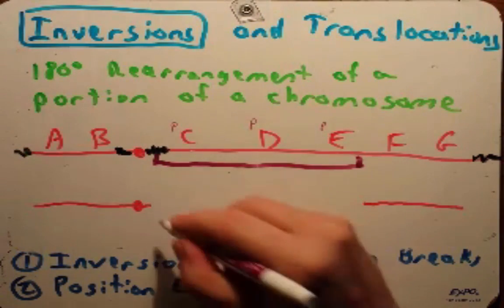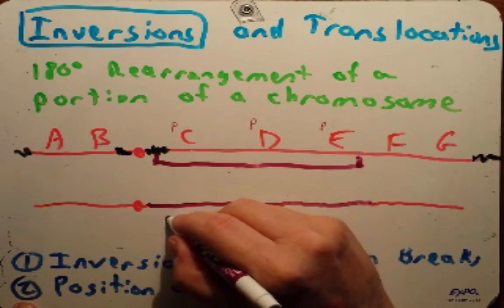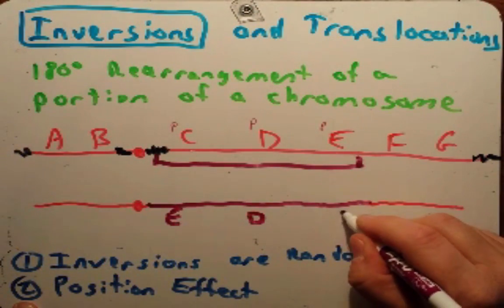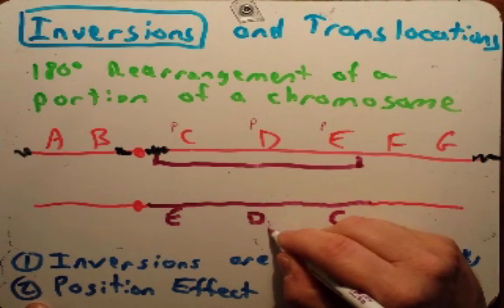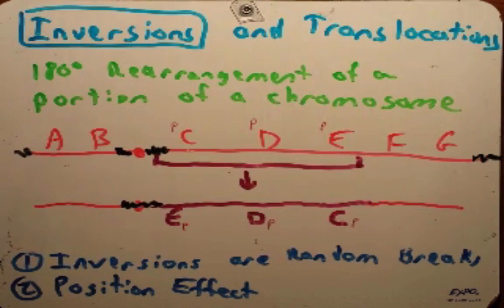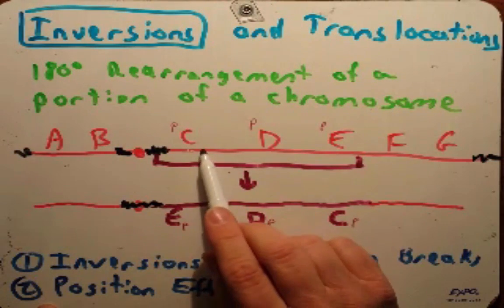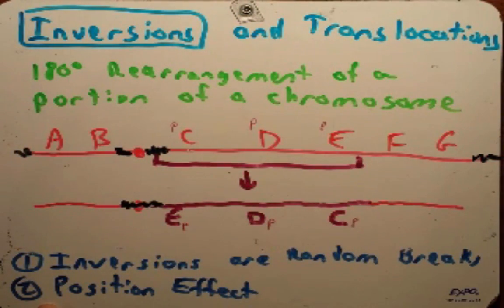And I'm going to draw the inverted part here in purple just to highlight it. And we're going to have E, D, C. And this promoter now is going to be over here, and over here. So as you can see the way I drew this now, we would have predicted that gene C in the original chromosome had a low expression and gene E had a high expression.